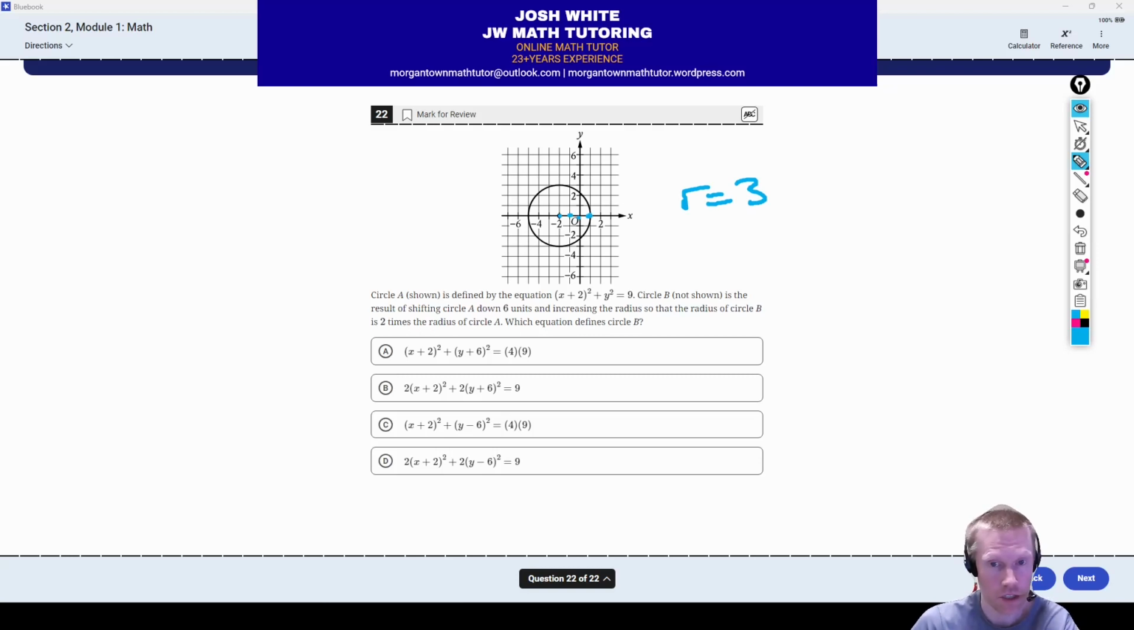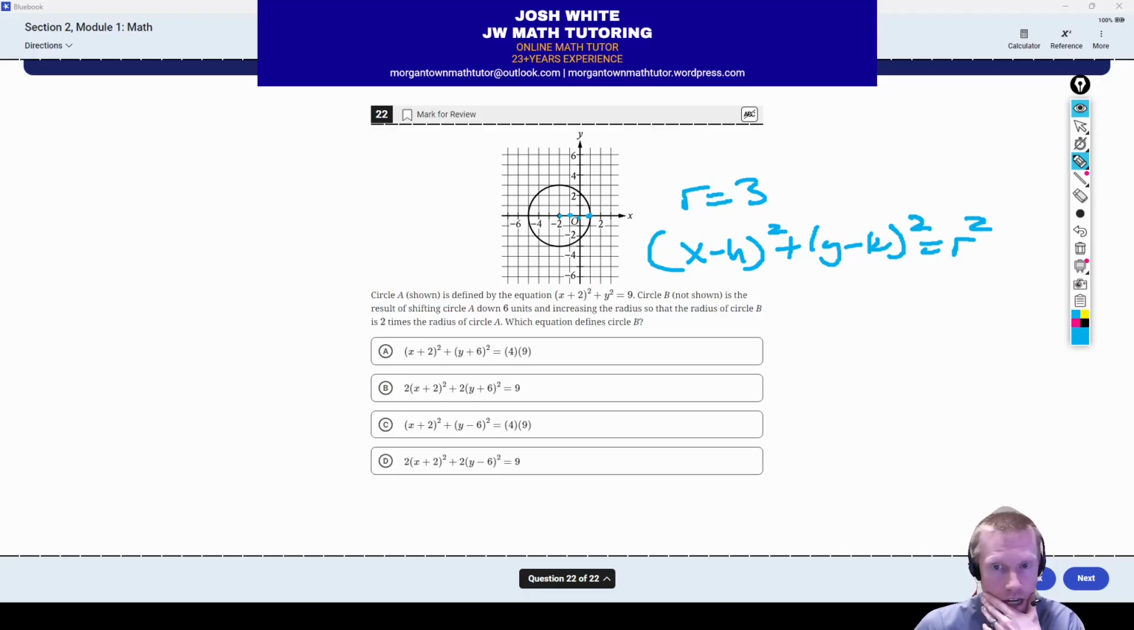Or you can notice the equation has 9 on the right, and in standard form, it's x minus h squared plus y minus k squared equals r squared. Okay, so the r squared is 9, therefore the square root of that is 3. All right, now circle B is going to have a radius that's 2 times circle A. So that means for circle B, the radius is going to be 3 times 2, which is 6. Therefore, the r squared value for circle B will be 36.